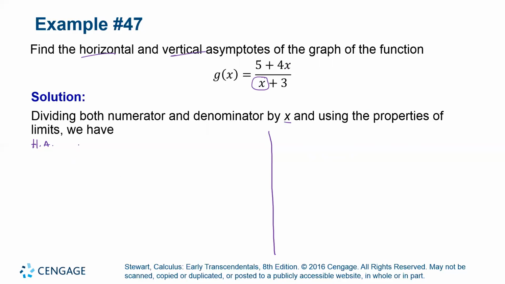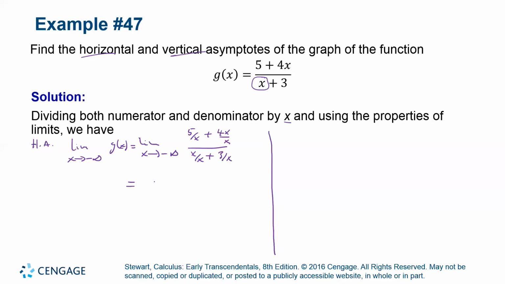So you have this. Let's do the limits. I can do x goes to either positive infinity or negative infinity of g of x, which is the limit as x goes to negative infinity of 5 over x plus 4x over x, divided by x over x plus 3 over x.